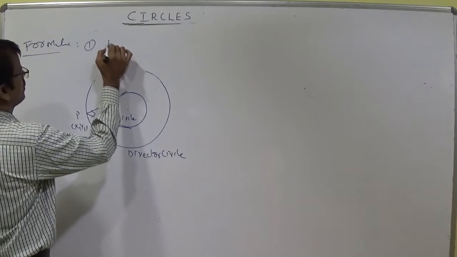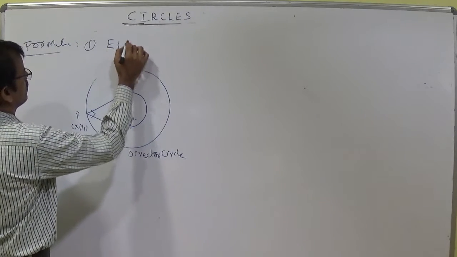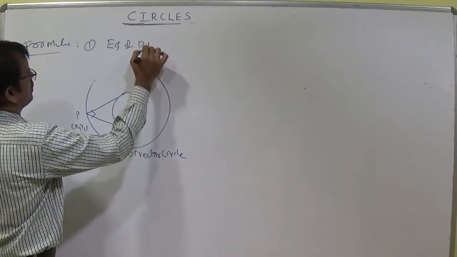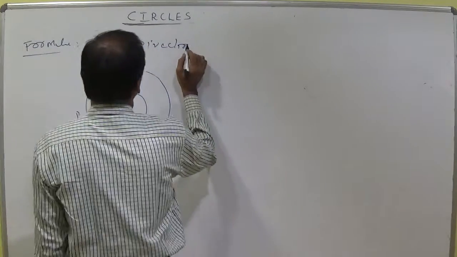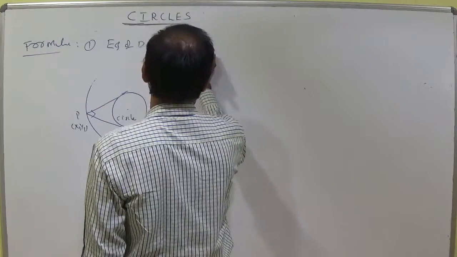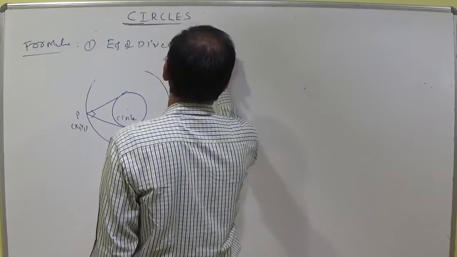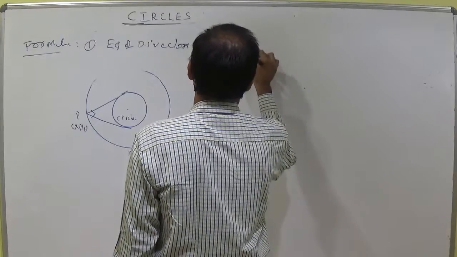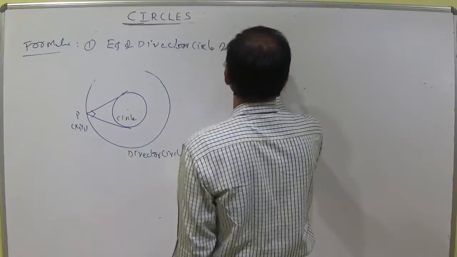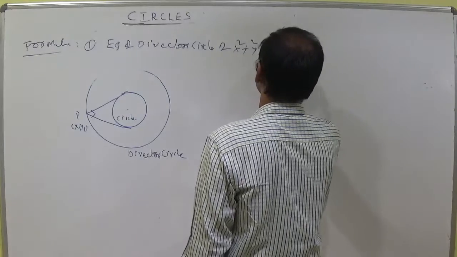Formula 1. In level 1, there are 15, 16, 17 questions. Equation of director circle of two circles. This is called the combined equation.